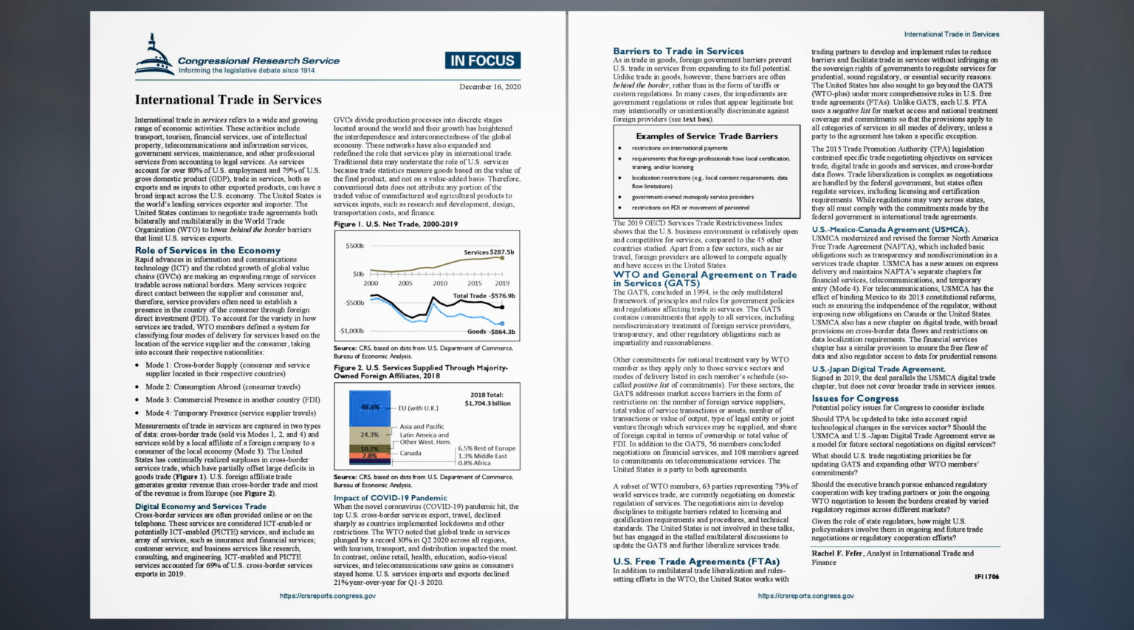The 2015 Trade Promotion Authority (TPA) legislation contains specific trade negotiating objectives on services trade, digital trade in goods and services, and cross-border data flows. Trade liberalization is complex as negotiations are handled by the federal government, but states often regulate services, including licensing and certification requirements. While regulations may vary across states, they all must comply with the commitments made by the federal government in international trade agreements. US-Mexico-Canada Agreement, USMCA.